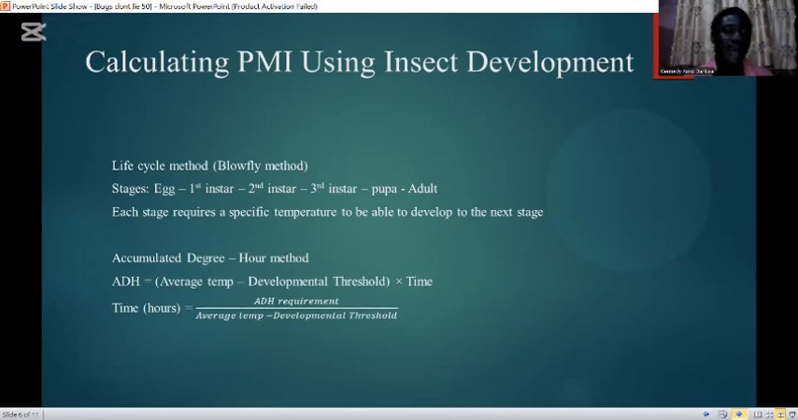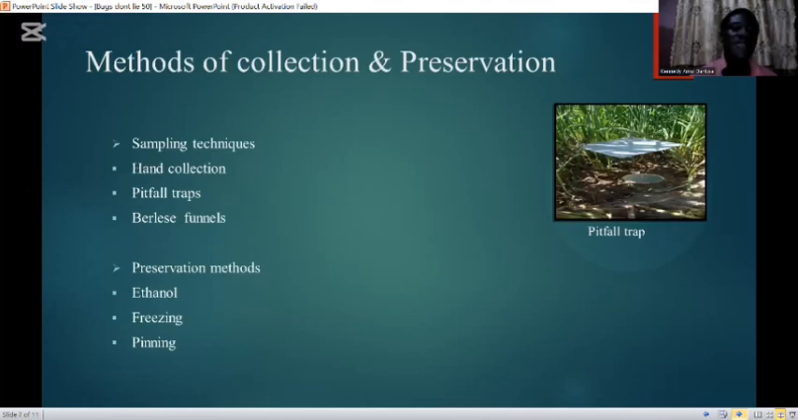And so the formula is there. After getting all the information, you can use the formula to calculate the time, either in hours or in days. Method of collection and preservation.